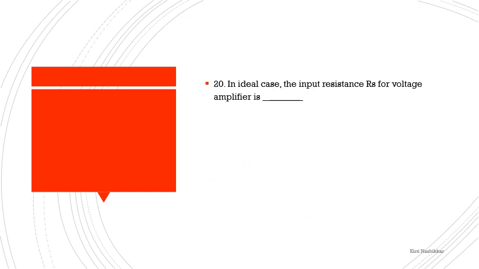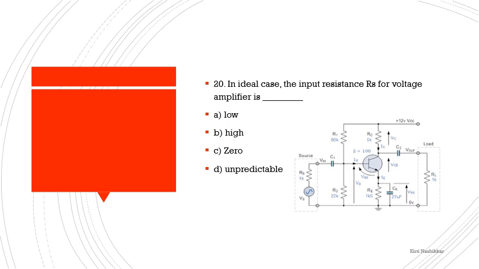In ideal case, the input resistance Rs for a voltage amplifier is low, high, zero, or unpredictable. So in ideal case, this is the voltage amplifier, and here the Rs, which is the series resistance, has a high value. So ideally the value of this must be high.